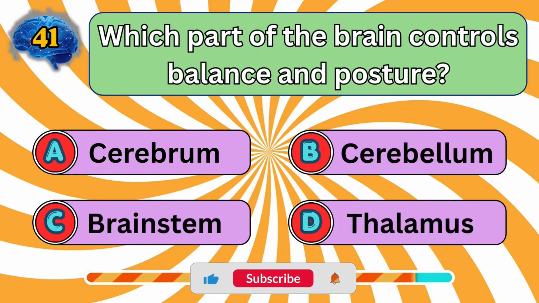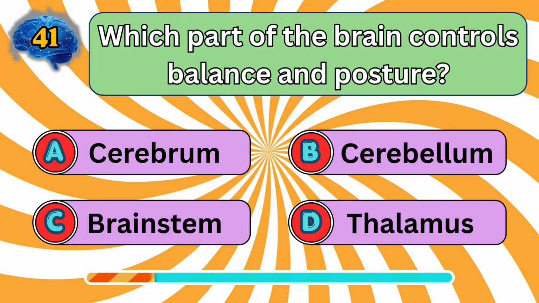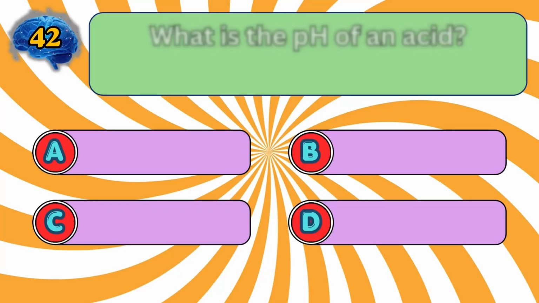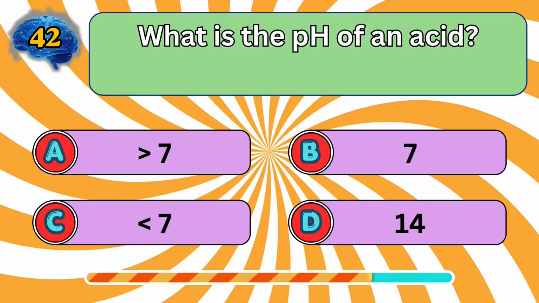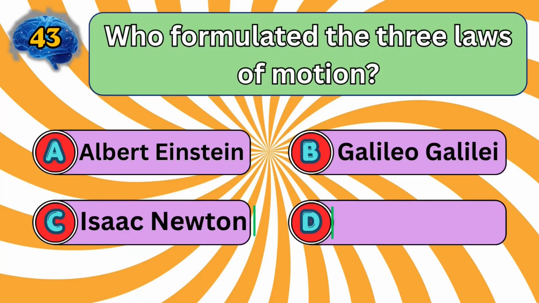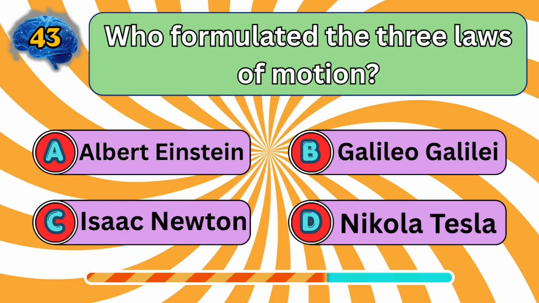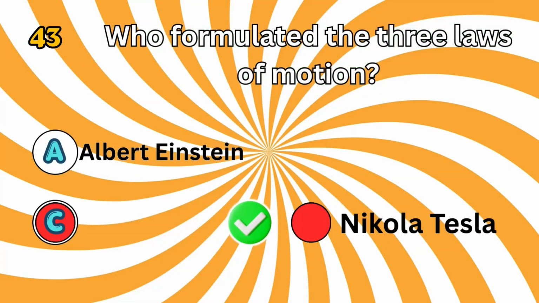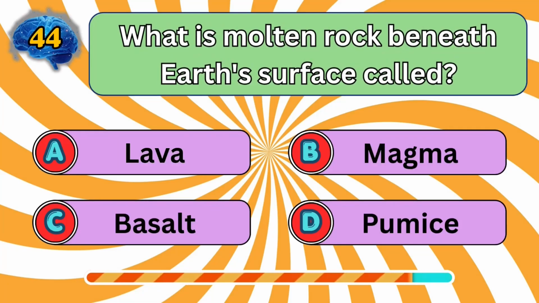Which part of the brain controls balance and posture? Cerebrum, cerebellum, brainstem, thalamus. Cerebellum. What is the pH of an acid? Equal to 7, greater than 7, less than 7, equal to 14. Less than 7. Who formulated the 3 laws of motion? Albert Einstein, Galileo Galilei, Isaac Newton. Isaac Newton.